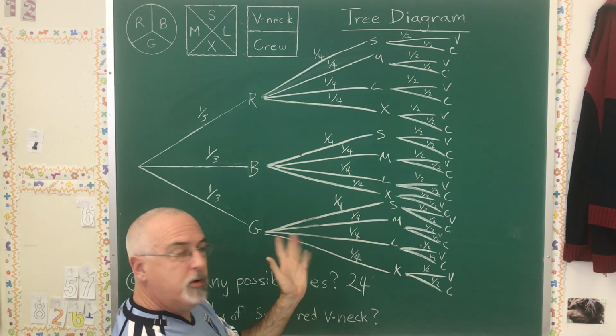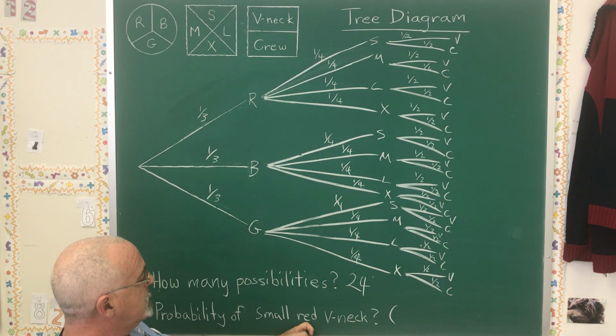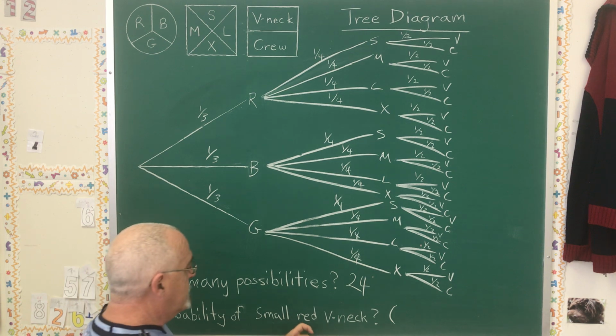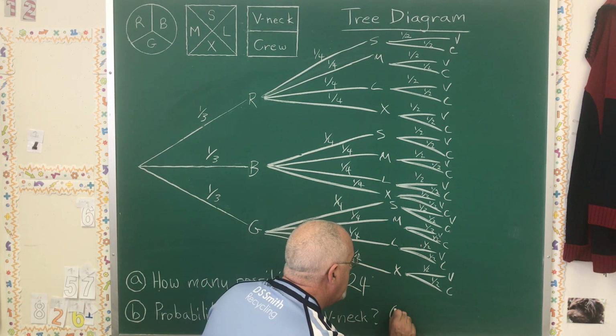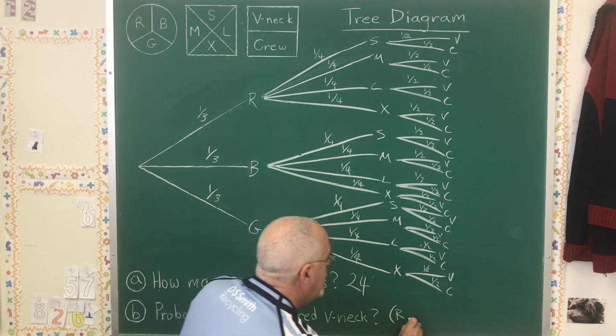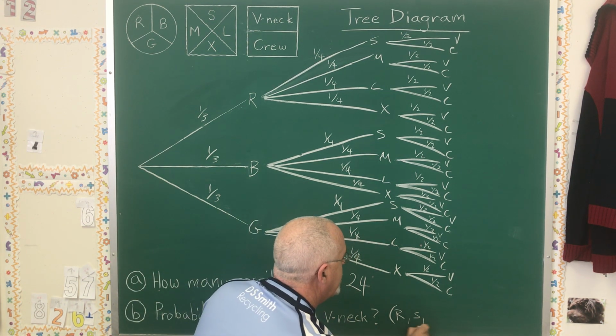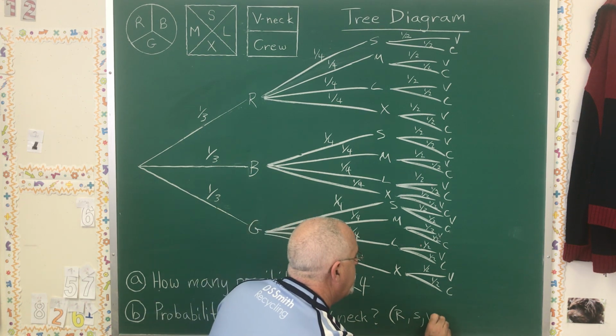What I'm going to do is show an ordered triple. First I want the color, so even though it says small red, mentions the size first, I'm putting the R first, because the color was first in my tree diagram. And then a comma, then I put the size, which is the small, I'm putting an S, and a V-neck, so I put a V.